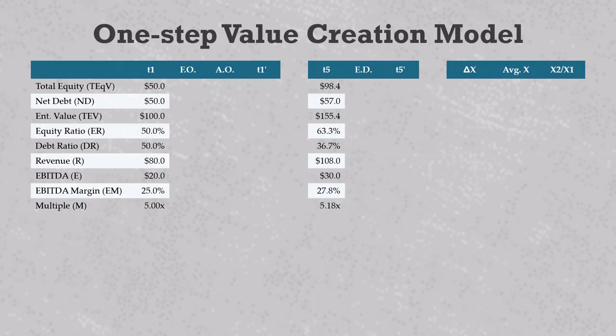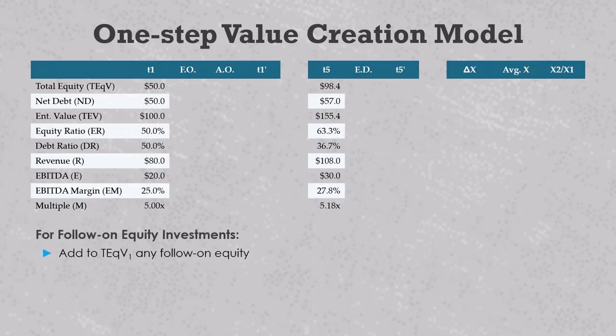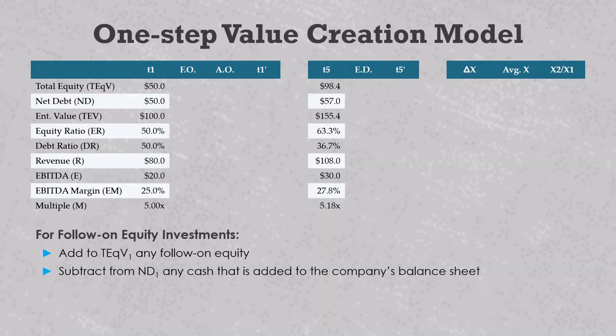Now, the type of holding period event dictates how each of these adjustments should be made. For a follow-on equity investment, the rules are add to Tech V1 any follow-on equity, subtract from ND1 any equity that goes to the company's balance sheet. So for the $10 million support investment, the adjustments are as follows.